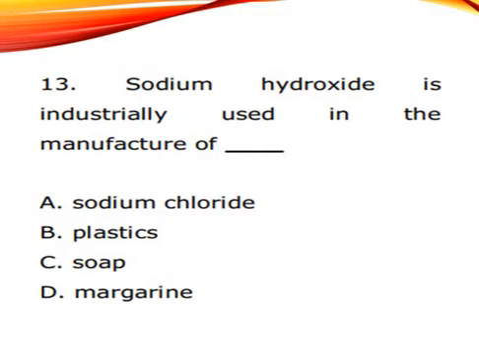Then question 13 says, sodium hydroxide is industrially used in the manufacture of A, sodium chloride, B, plastics, C, soap, and D, margarine. So one of the industrial processes where sodium hydroxide is extensively used as a base is in the soap industry, where it is used to react with triglycerides to form soap in the saponification reaction. So our answer here is C.